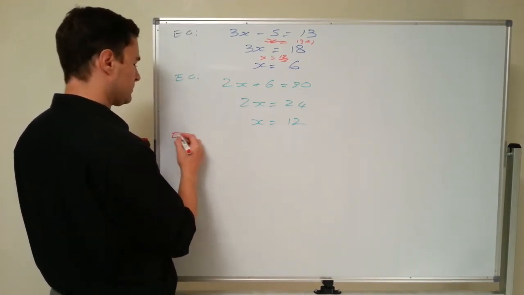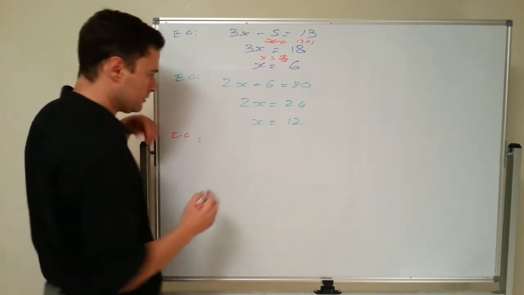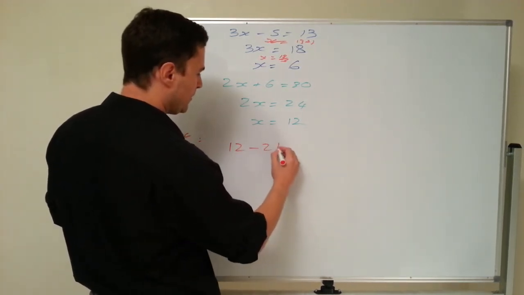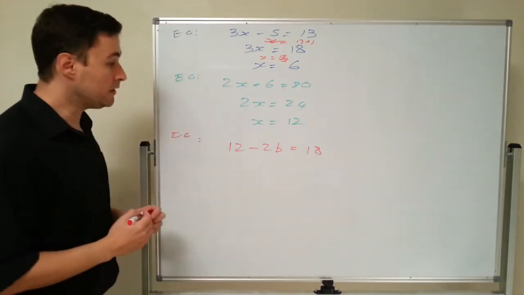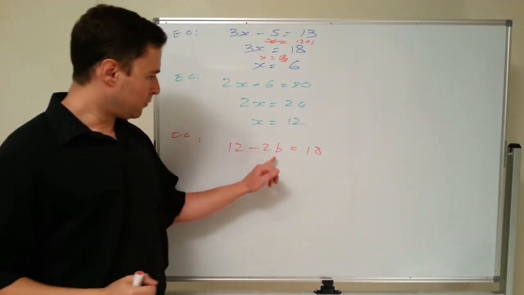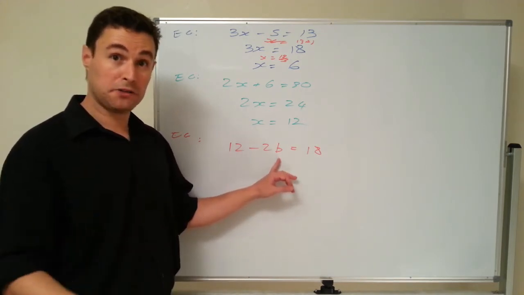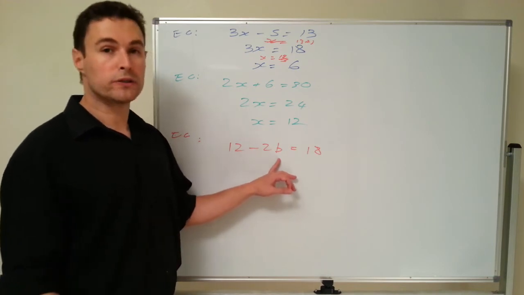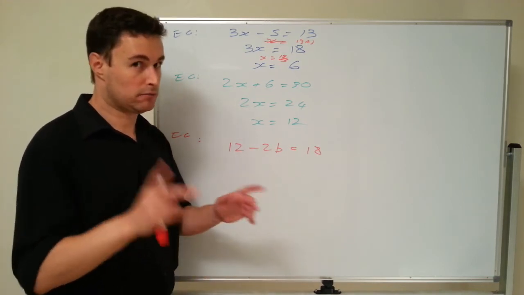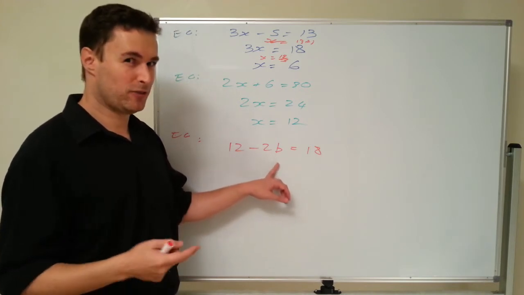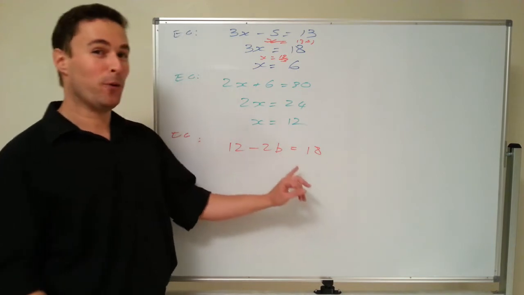Last example. Okay? Now I've put this example in specifically for two reasons. 12 minus 2b equals 18. Now the reason why I put this in is, number one, I put the letter second. Don't let that freak you out, okay? Remember, order of operations is more important than order of writing, okay? Unless I've just got plus or minus. But if you understand BEDMAS really well, you'll get that. So order of operations is more important than order of writing.